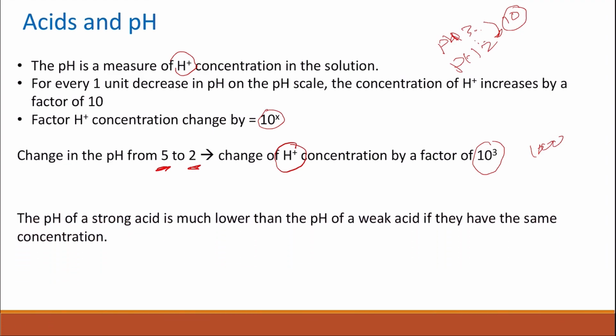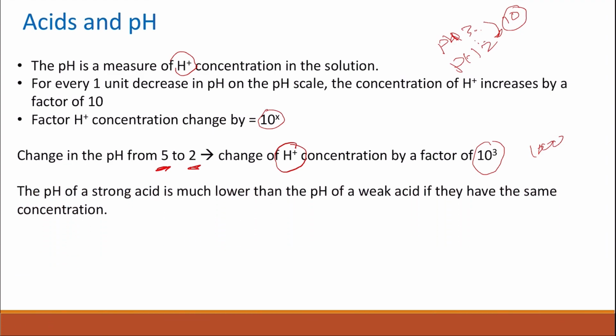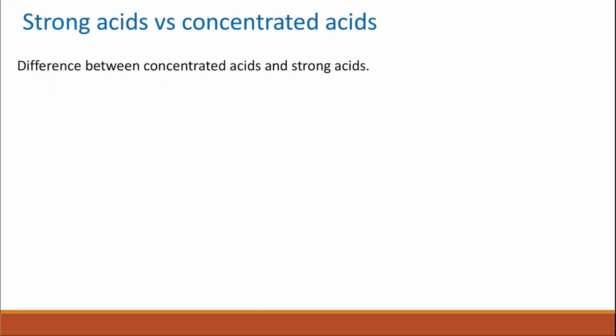The pH of a strong acid is much lower than the pH of a weak acid if they both have the same concentration. So focus with me on this sentence, if they have the same concentration, because that will bring us to discuss the difference between strong acid and concentrated acid. So concentration is different from strength.